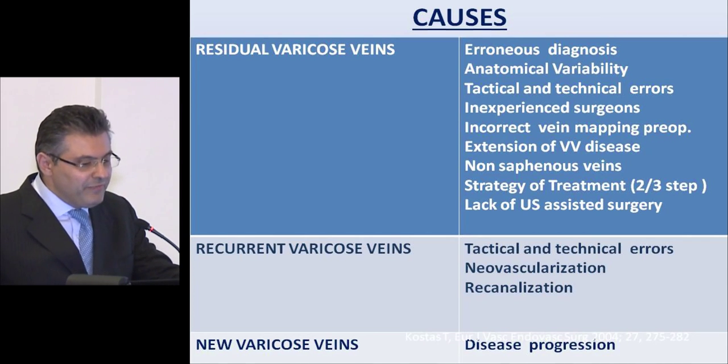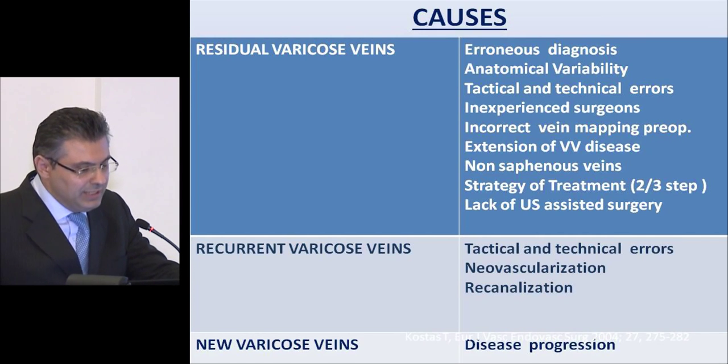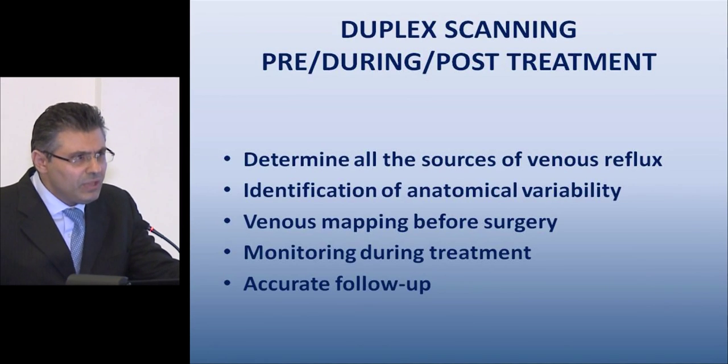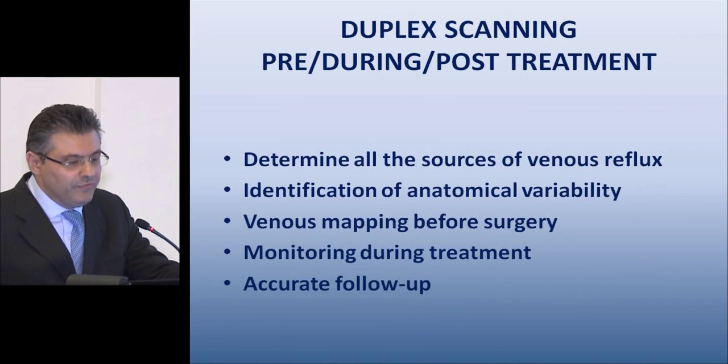The causes of recurrent varicose veins are tactical and technical errors, neovascularization, recanalization, and progression of disease for what concerns the new disease. What we have to do before operating a patient is the duplex scanning, pre-op, during, and post-treatment, because we have to determine all the sources of venous reflux, identify the anatomical variability, venous mapping before surgery, monitoring the operation during the treatment, accurate follow-up.